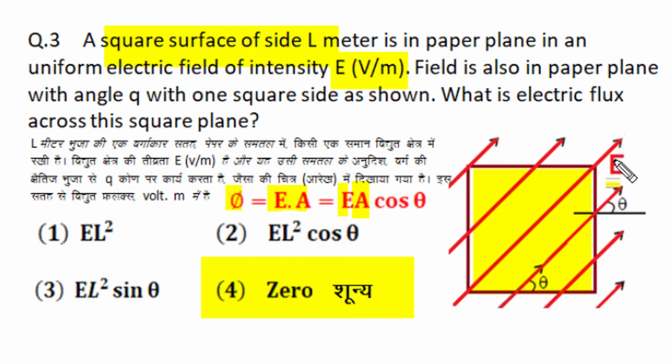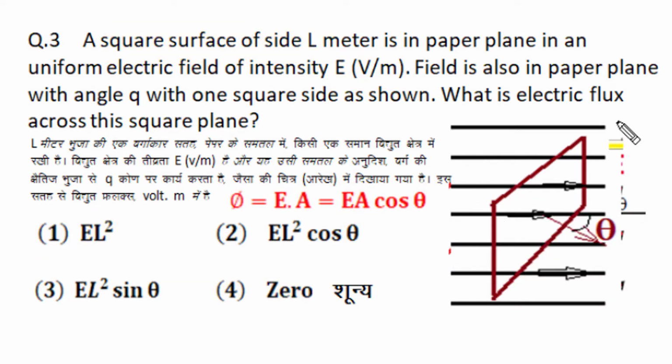Suppose this electric field is normal to the paper plane, then the E vector and area vector will have 0 angle and cos 0 becomes 1, and the maximum amount of flux will pass through this area, and the area is L square, electric field intensity is E. So the total amount of flux will become EL square, option 1.